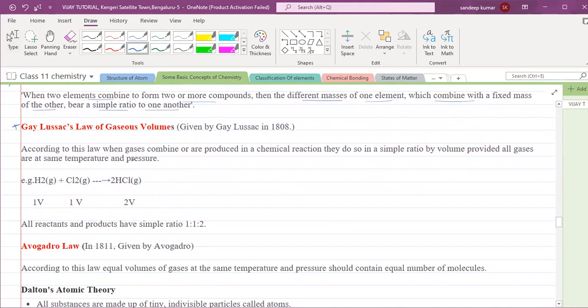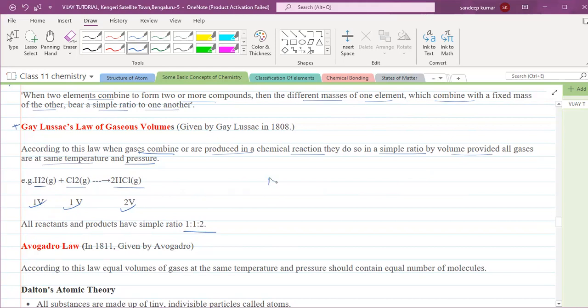According to this law, when gases combine or are produced in a chemical reaction, they do so in a simple ratio by volume, provided all the gases are at the same temperature and pressure. For example, hydrogen and chlorine combine to form hydrogen chloride gas. So here it is one volume, this is also one volume, and this is two volumes. So here the ratio of reactants and product is 1 is to 1 is to 2. So whenever they react, they react in a simple ratio.